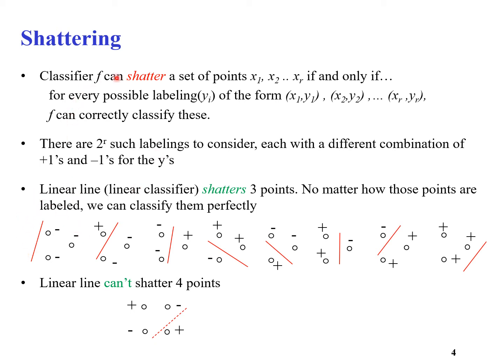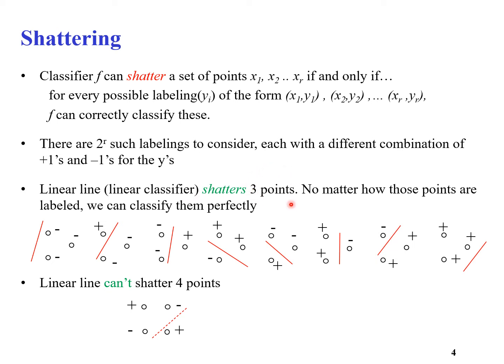Let's assume this classifier F is a linear classifier, which means a line. And let's say we have 3 data points, x1, x2, and x3. We have only 3 data points, and the classifier is linear. Then we are going to show that this linear classifier can shatter 3 data points.